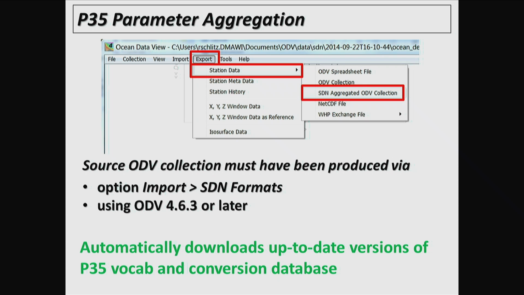If you are connected to the internet, it will get the latest P35 vocabulary from BODC, and it will go to our RV server to get the latest unit conversion database. If it's disconnected from the internet, it will just use the ones that were downloaded last time or that came when ODV was installed. When ODV is installed, I'm always packaging the latest that I have at that time. But easily, they get outdated.